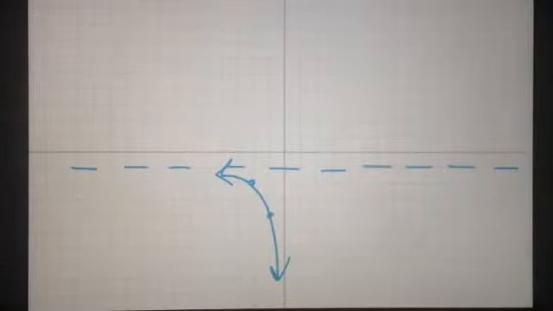Next on your notes it says, how do I find the increasing and decreasing intervals? If you look at this picture, it's definitely decreasing. That would mean that for the increasing intervals we have none, and for the decreasing intervals it goes from -infinity to +infinity.